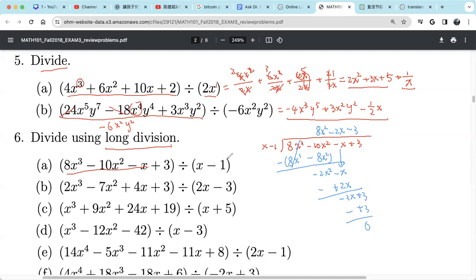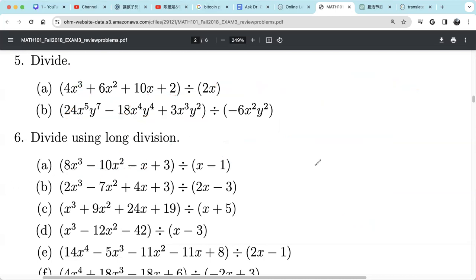So the answer for this, we can write here: ax squared minus 2x minus 3, no remainder. That means the quotient multiplied by the divisor equals the dividend. Or to say, the dividend can be factored as 2 factors: one is x minus 1, another one is ax squared minus 2x minus 3.